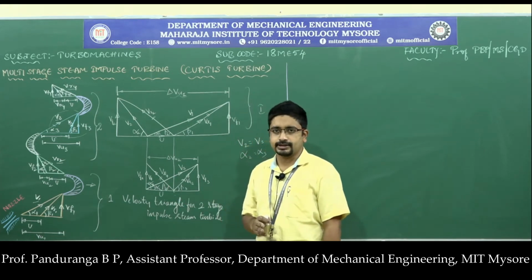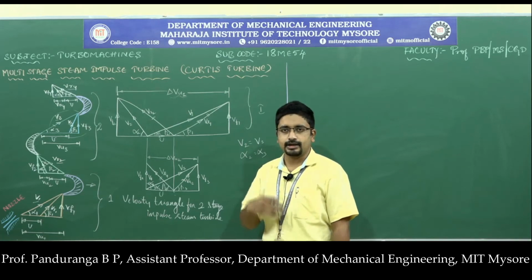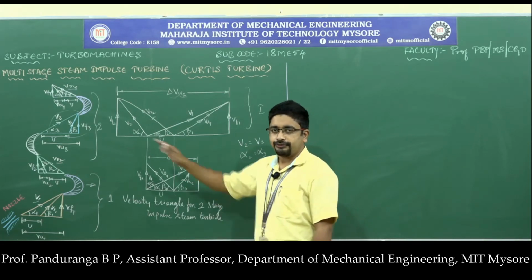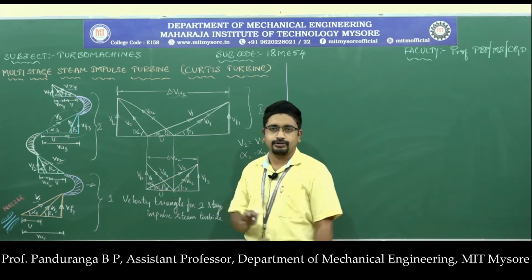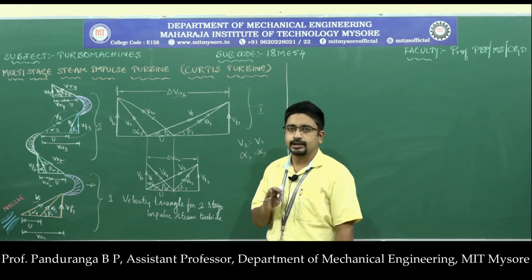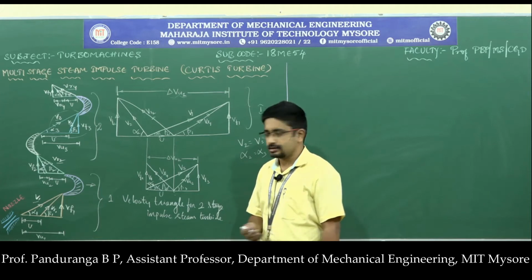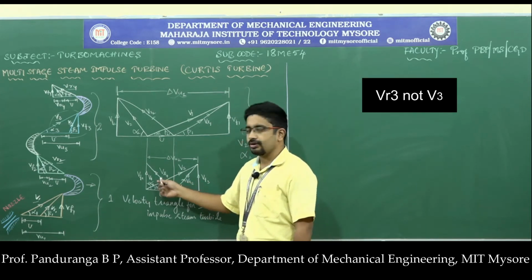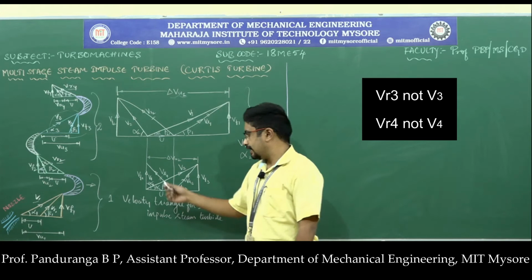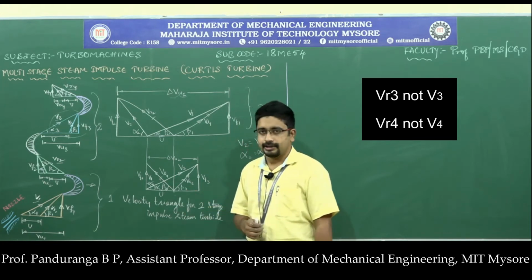So you need to remember this. Please, if you don't understand, go through the video again. So if you understand these concepts, then only you will be able to solve problems in Curtis turbine or any multi-stage turbines. So V3 should be equal to V4 and beta 3 should be equal to beta 4.